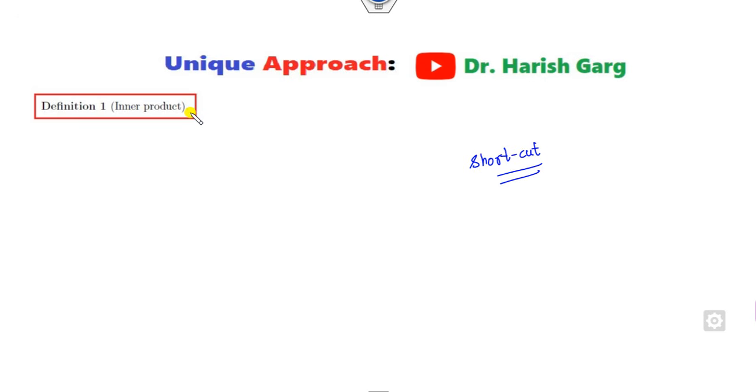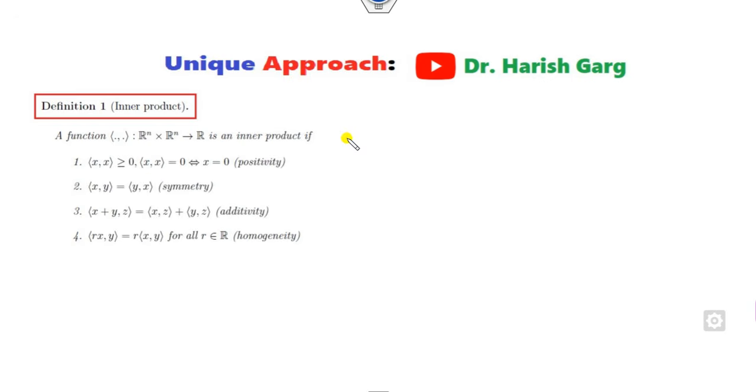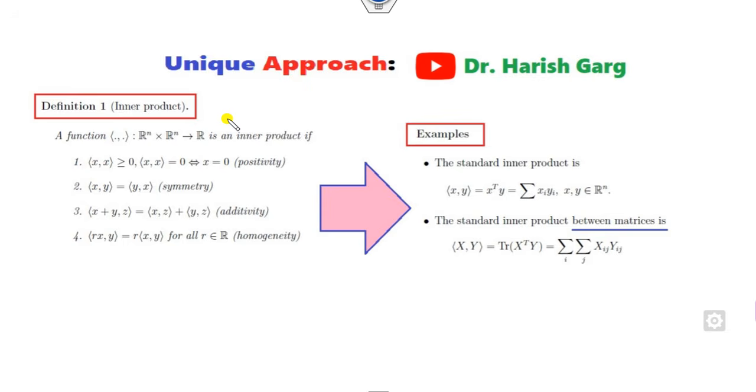First of all, what is the inner product? Whenever they are talking about the inner product, you have to satisfy these four properties: positivity, symmetry, additivity and homogeneity. If any one of these properties is not satisfied, then we can say this is not an inner product. The most important thing is you have to read the statement carefully and find what kind of inner product it is.